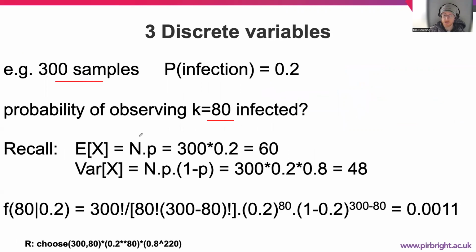So instead of trying to do these calculations by hand or with the calculator, we can use the choose function in R to do this for us. And then 2 asterisks means to the power of, so 0.2 to the power of 80 and 0.8 to the power of 220, depending on what way you want to write it out of those options. So then we can address these questions.